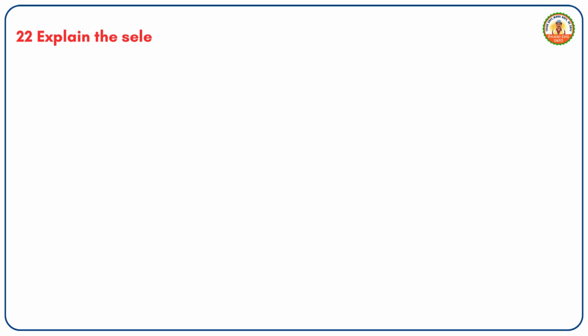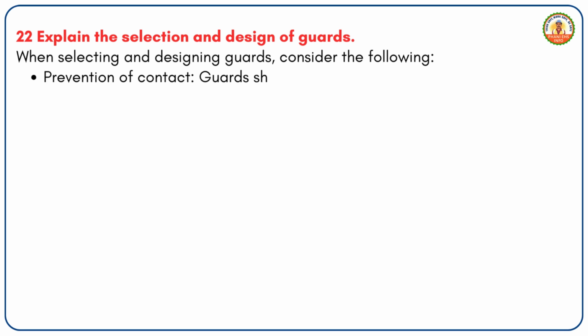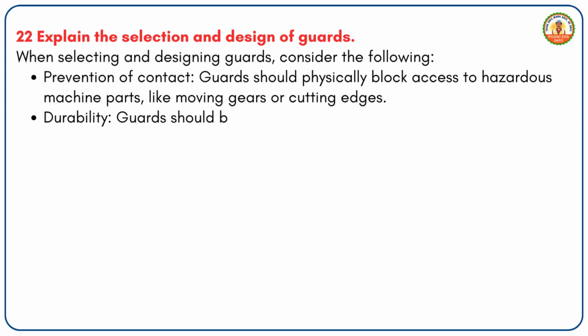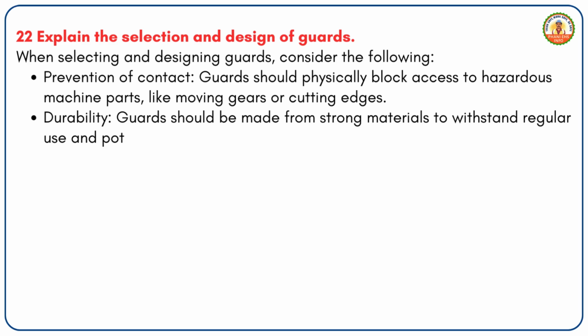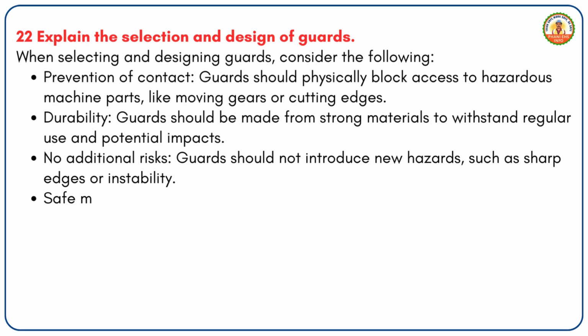20. To explain the selection and design of guards. When selecting and designing guards, consider the following. Prevention of contact. Guards should physically block access to hazardous machine parts, like moving gears or cutting edges. Durability. Guards should be made from strong materials to withstand regular use and potential impacts. No additional risks. Guards should not introduce new hazards, such as sharp edges or instability.